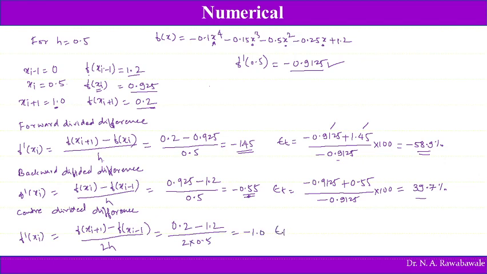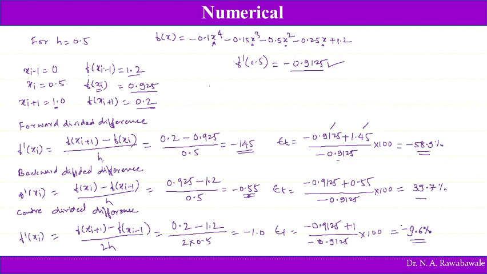So the true error: the true value is minus 0.9125, minus of minus 1 is plus 1, divided by minus 0.9125, into 100. So this works out as minus 9.6% as the true error. So here we can see the center divided difference formula gives us the minimum error.